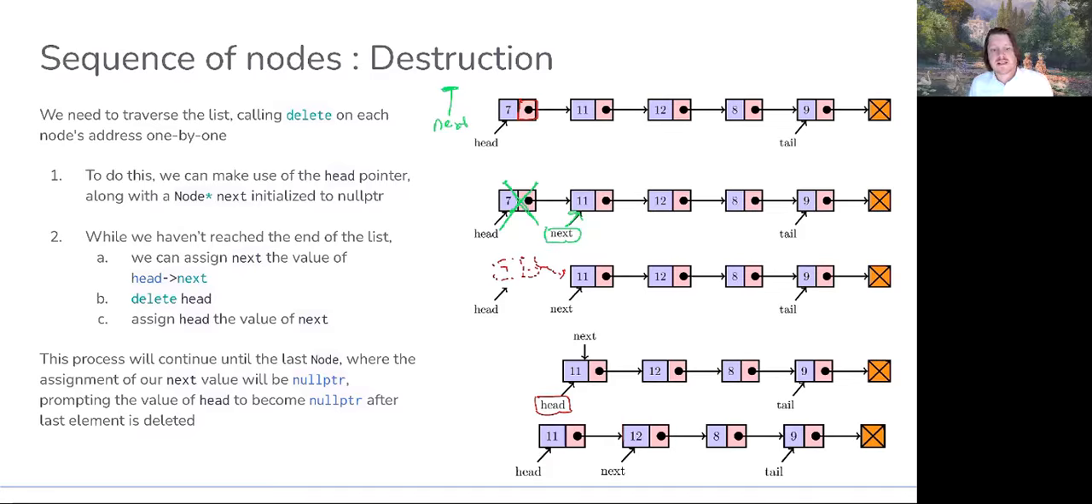So this process will continue until the last node, where the assignment of our next value will be null pointer, prompting the value of head to become null pointer after the last element is deleted. So you could literally have a while loop of the form while head, which is effectively communicating that while the head has a non-zero address, so while it's not pointing to the null pointer, continue to execute the body of the loop, which would do something like this.